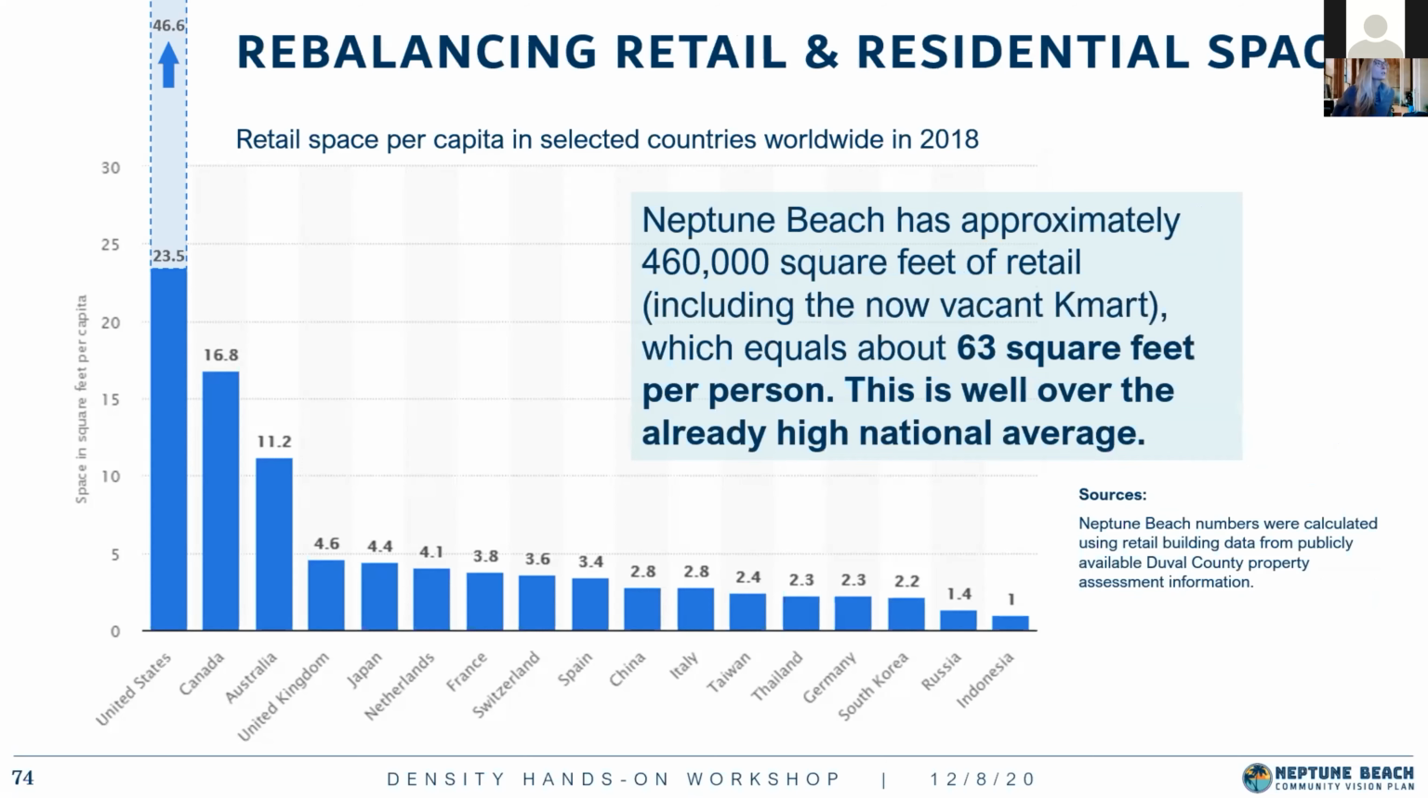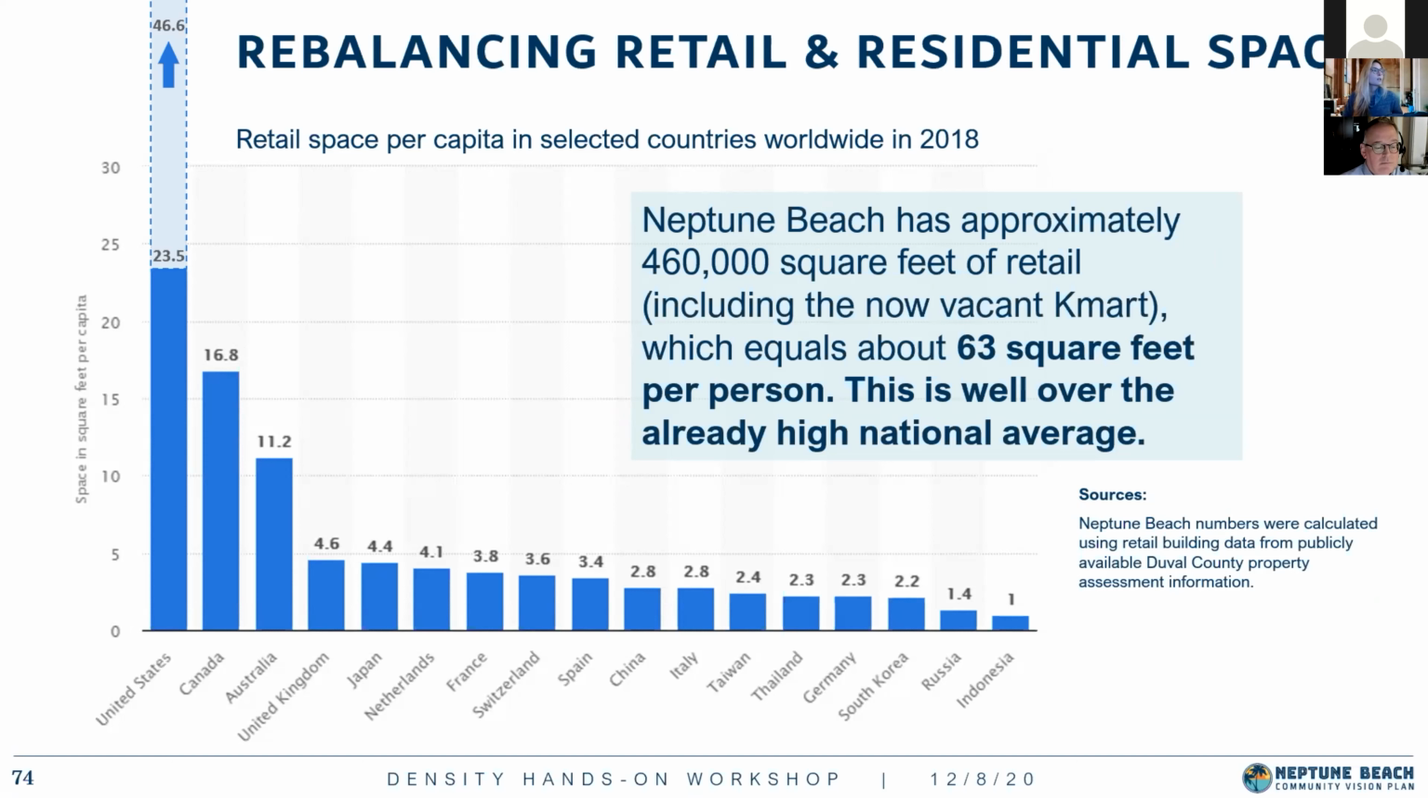So we were curious to see what that number would be in Neptune Beach. We actually didn't know. So we pulled the property assessment information provided by Duval County, and that's publicly available information. And it gives you the square feet for buildings in different properties. And we looked only at retail buildings. So this doesn't include any fast food commercial places. It doesn't include your banks along 3rd Street or Atlantic. It's just retail. And that includes the area of the now vacant Kmart.